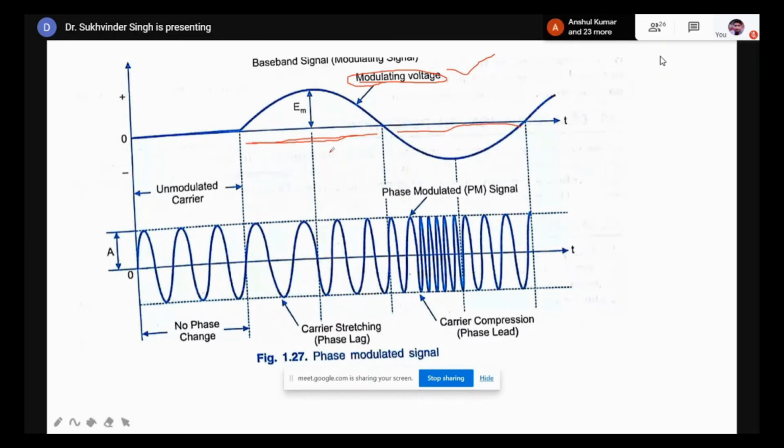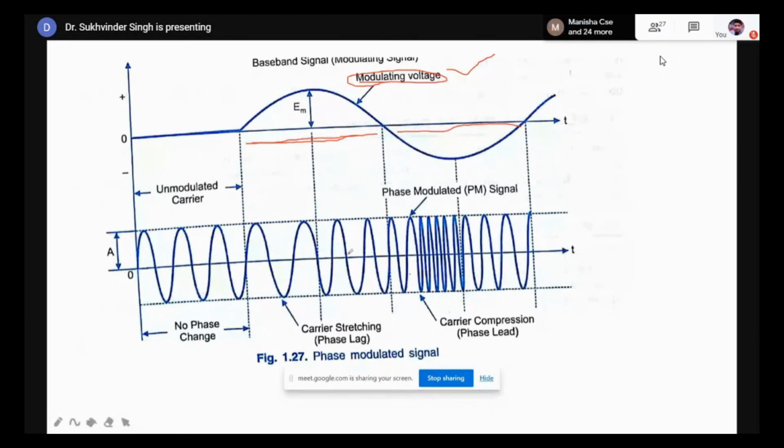That is, if it tries to change the amplitude, it will be called amplitude modulation. If it tries to change the frequency, it will be called frequency modulation. If it tries to change the phase, then it will be called phase modulation. So now let us try to understand how the phase is changing in case of superposition of the modulating signal on the carrier wave.